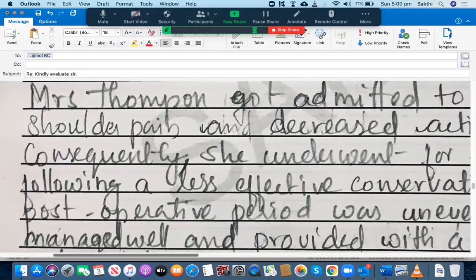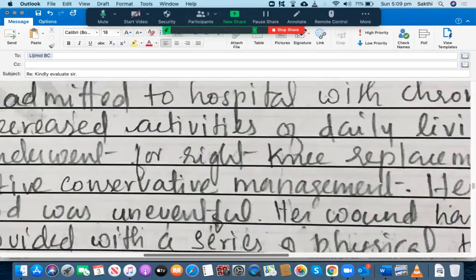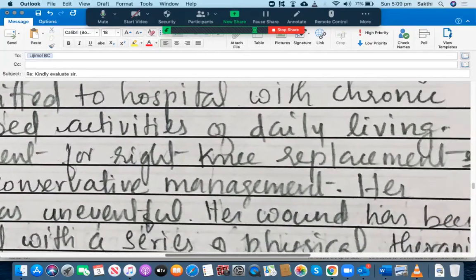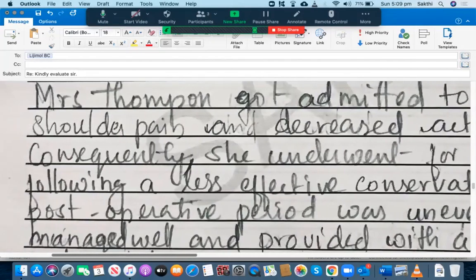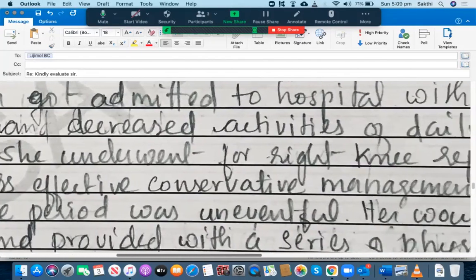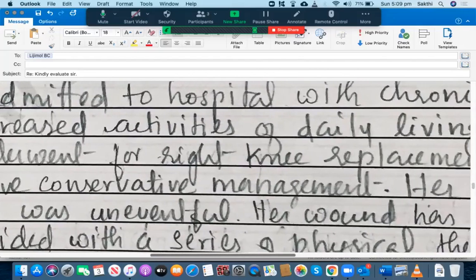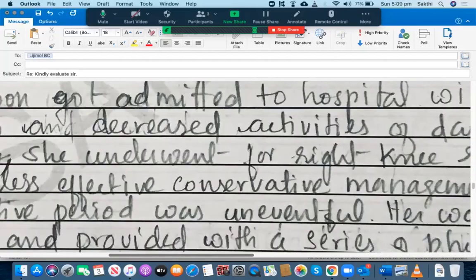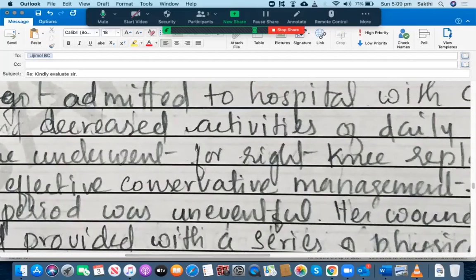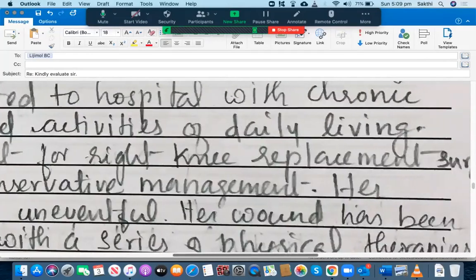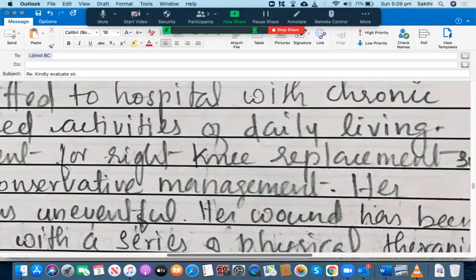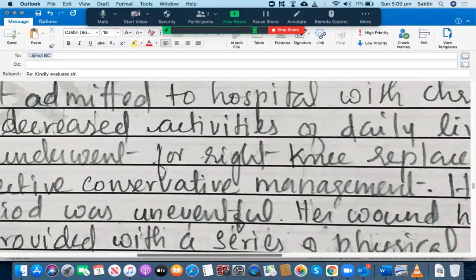Got admitted to the hospital with the chronic shoulder pain and decreased activities of daily living. That's good. I'm happy for you. Consequently, she underwent for right knee replacement surgery. Okay, underwent or has undergone doesn't need any preposition after that, which means for needs to be removed. You should have mentioned just underwent a right knee replacement surgery.